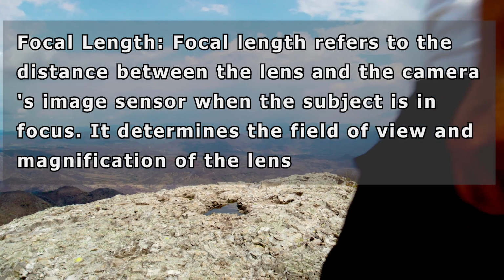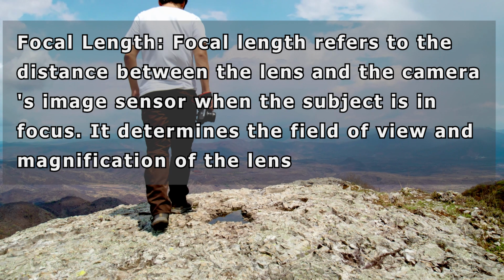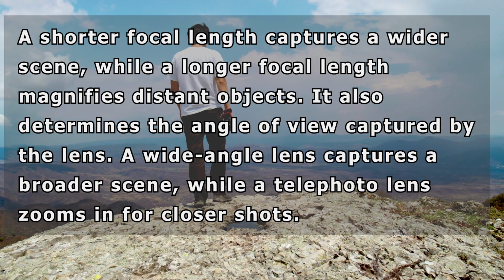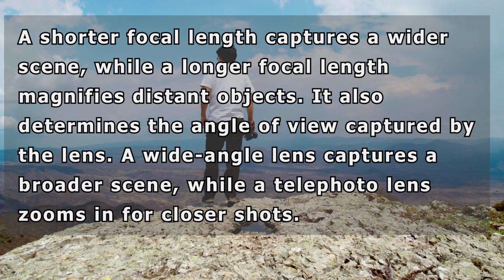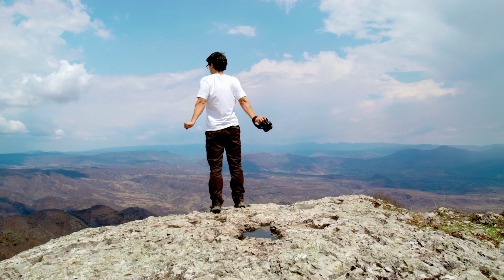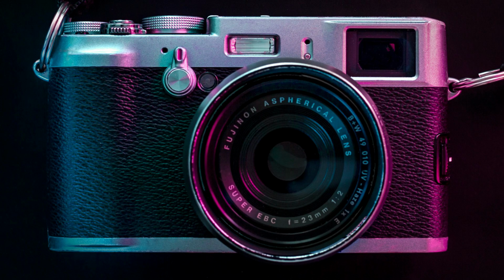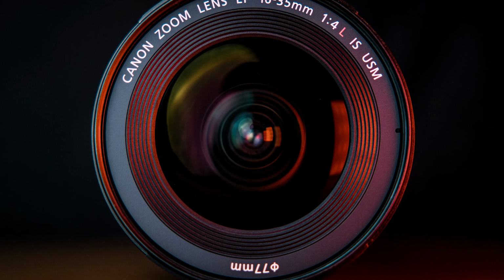7. Focal length. Focal length refers to the distance between the lens and the camera's image sensor when the subject is in focus. It determines the field of view and magnification of the lens. A shorter focal length captures a wider scene, while a longer focal length magnifies distant objects. It also determines the angle of view captured by the lens. A wide-angle lens captures a broader scene, while a telephoto lens zooms in for closer shots.